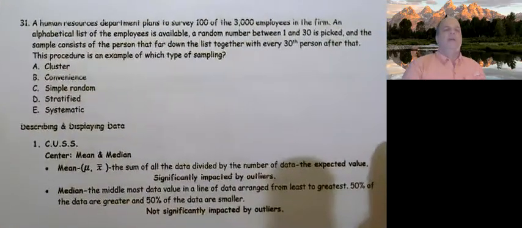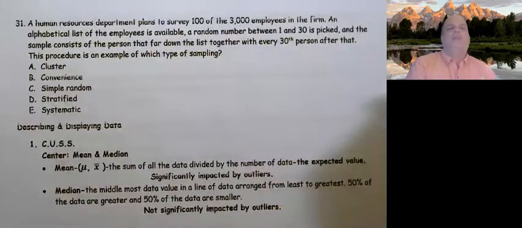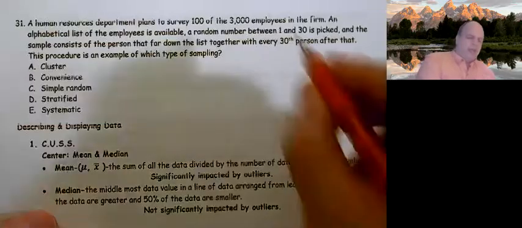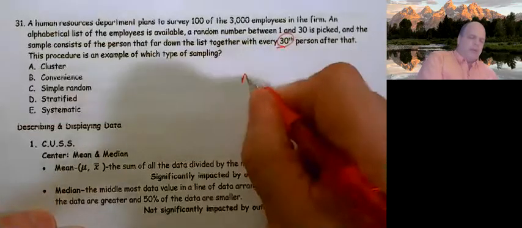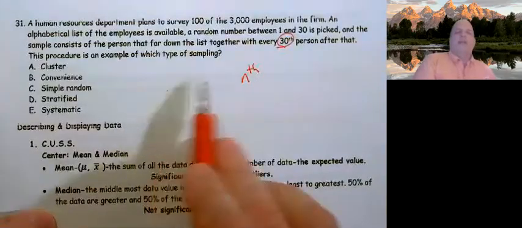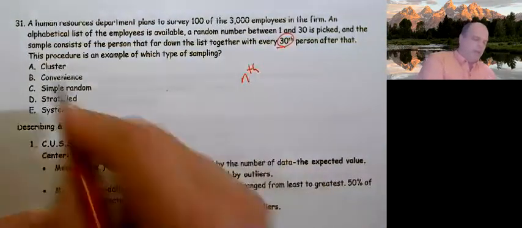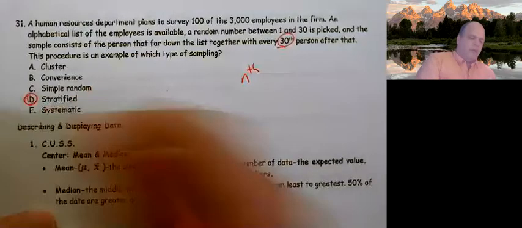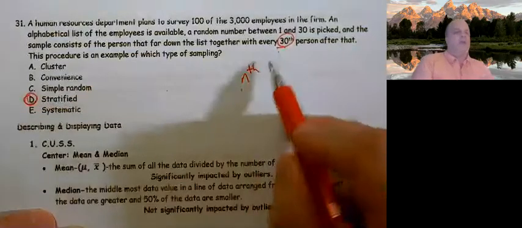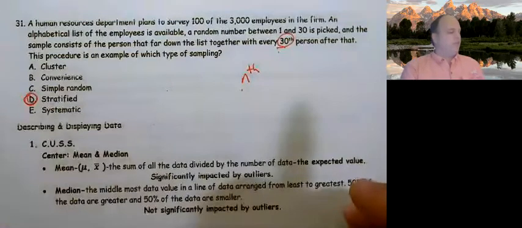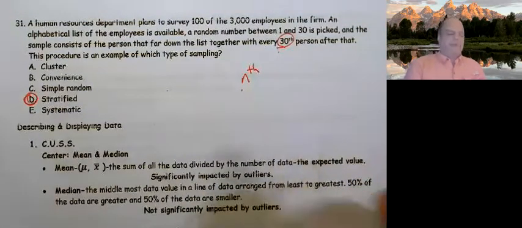Number 31. A human resource department plans to survey 100 of the 3,000 employees in the firm. An alphabetical list of employees is available. A random number between 1 and 30 is picked. And the sample consists of that person farther down the list and then every 30th. Anytime I start off random, and then every 30th, this makes this a stratified sample. Every nth term, every 30th, whether it's 50th, 25th, 5th, 7th, etc. This makes this a stratified sample.